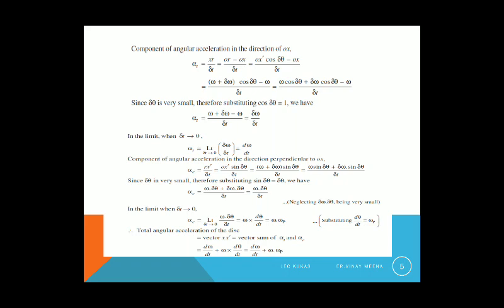In the limit when delta t is equal to 0, alpha t is d omega upon dt, and alpha c is equal to omega delta theta upon delta t. Therefore, in the limit when delta t is equal to 0, finally alpha c is omega multiplied by omega p. The total angular acceleration of the disk about the x-axis is equal to the vector sum of alpha t and alpha c.